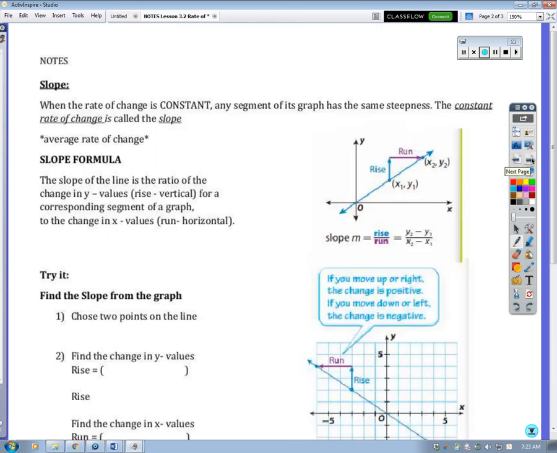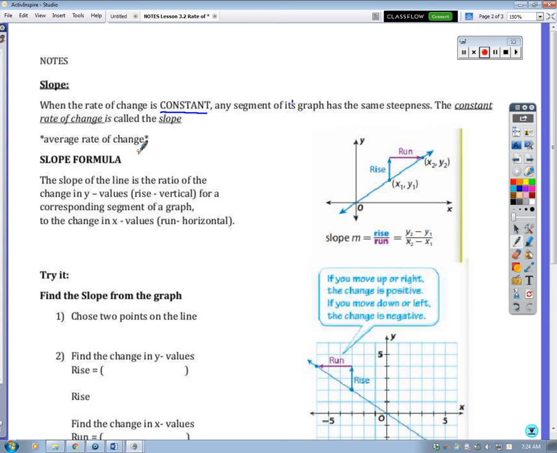Okay, let's go ahead and move to the next topic. So we've got slope. And slope is when the rate of change is constant. That's the term we've used. When the rate of change is constant, any segment of its graph has the same steepness. Oh, got a little typo here. Its graph has the same steepness. The constant rate of change is called slope. So here we go. We've got a constant rate of change. It is a straight line. And we can also think of this as the average rate of change, right?